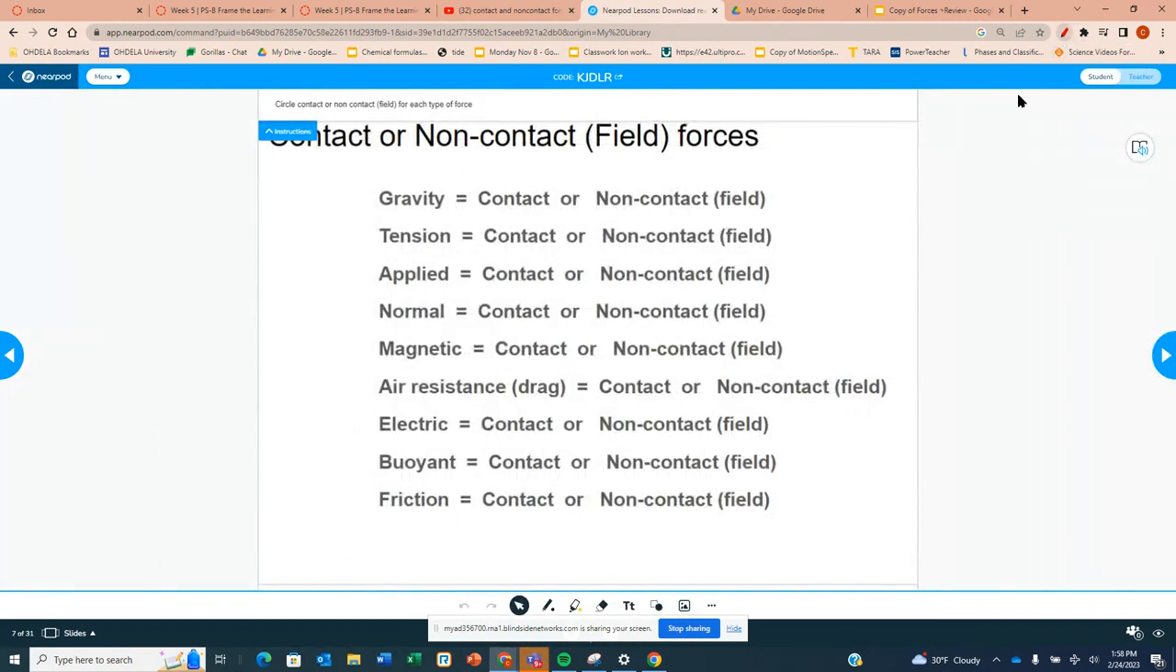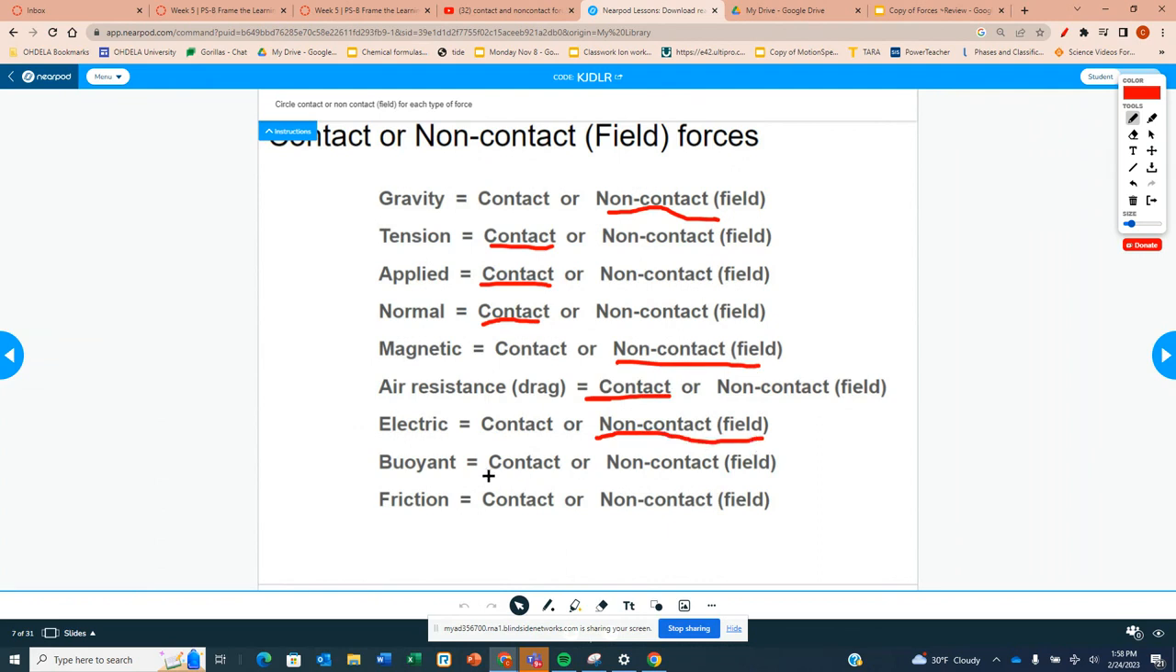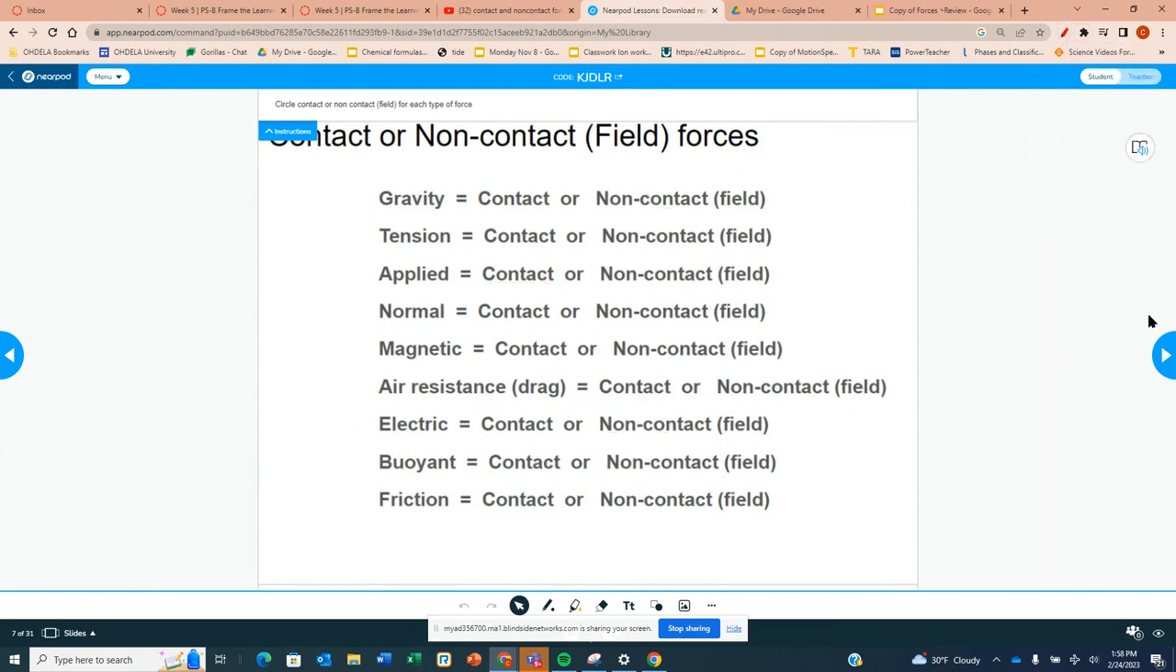All right. So, let's break them down into contact and non-contact. This is a non-contact force, gravity. Tension is a contact force, actually touching, pulling on something. Applied forces. Normal force is that support force. Magnetic is that non-contact or field force. Air resistance is a contact force. Electrical, the plus and minus charges, is non-contact. Buoyant, the way things float, is contact. And friction is a force opposing motion, and is contact. It has to actually feel the difference between the surfaces.